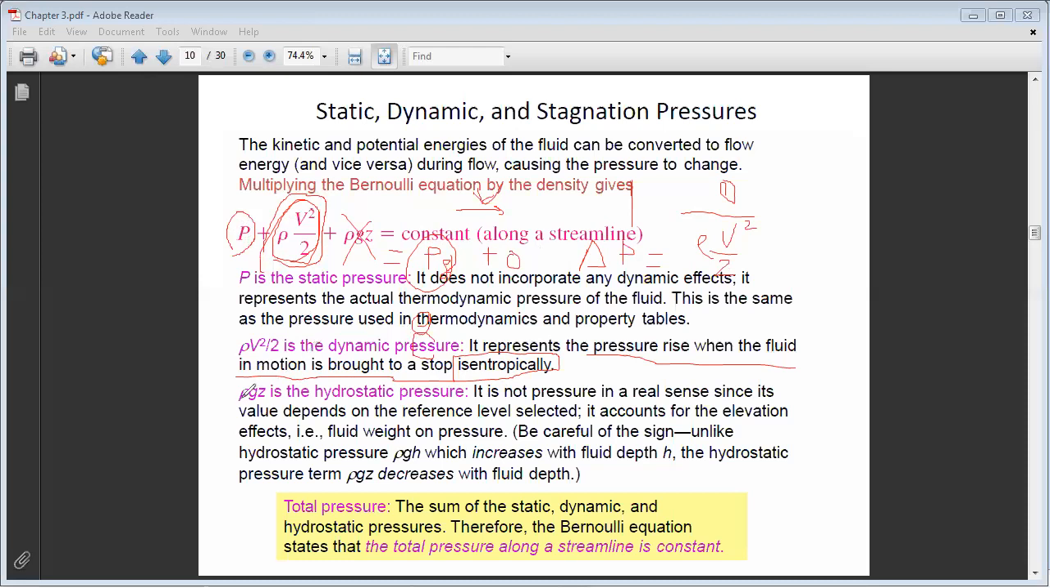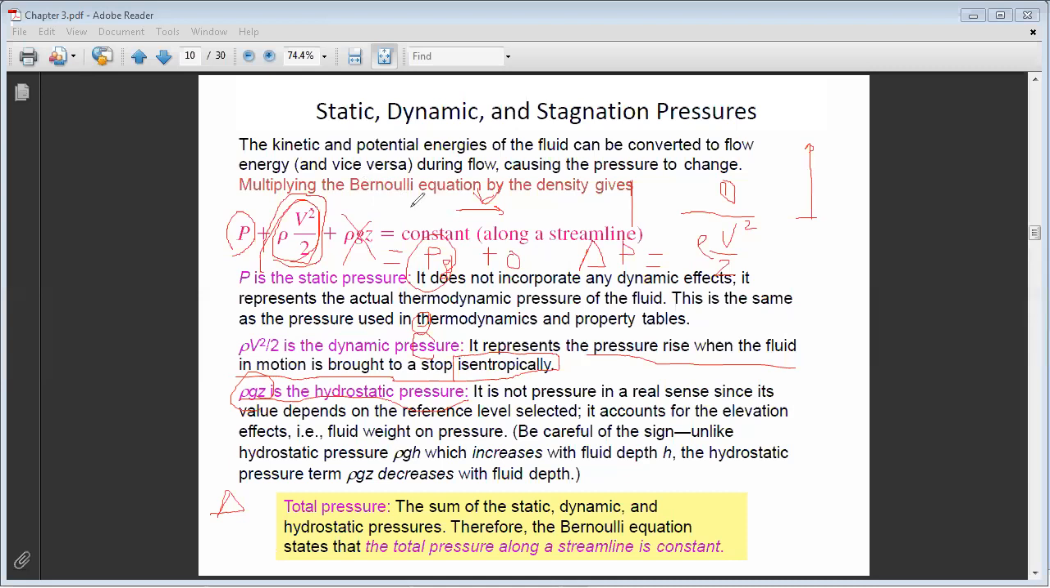Now, rho g z is the hydrostatic pressure. And it's not a pressure in a real sense, since it depends on the reference level selected. This means that if you change the reference for z, the value of this pressure will change, but delta P hydrostatic will be the same. So your selection of reference will not affect your result, because what you care about is delta z and not the numerical value of z.